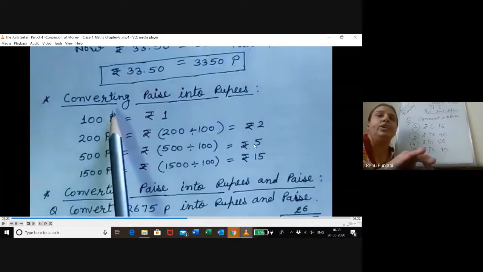Please write it in your notebook. Converting paisa into rupees. Write the heading and then write all the 4 sums. 100 paisa equals rupee 1, and 200 paisa equals 200 divided by 100 equals rupees 2. 500 paisa equals 500 divided by 100 equals rupees 5. 1500 paisa equals 1500 divided by 100.